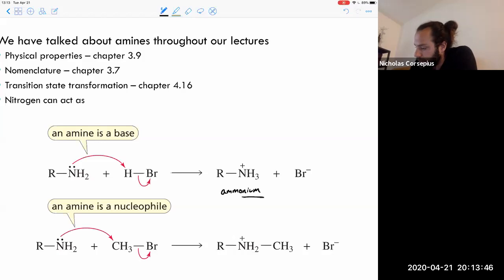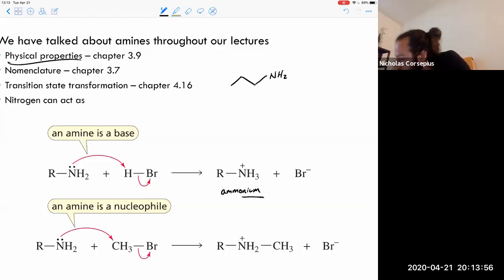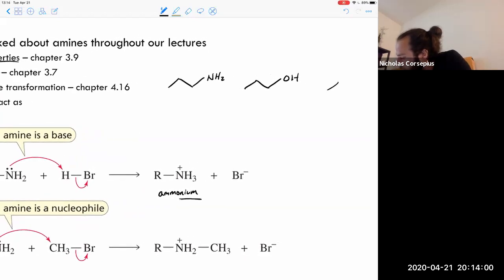Physical properties. Let's think about what this means real quick. This is like boiling point, melting point business. So if you're going to rank, everybody take a second and rank these three compounds here. I guess we can just do one less carbon. We'll make them the same size. Highest to lowest boiling point, or I guess lowest to highest makes more sense.